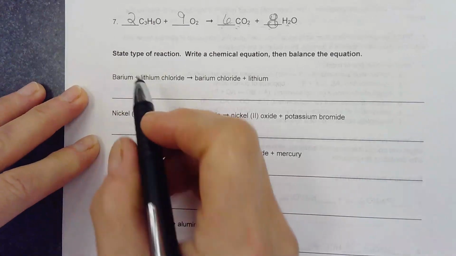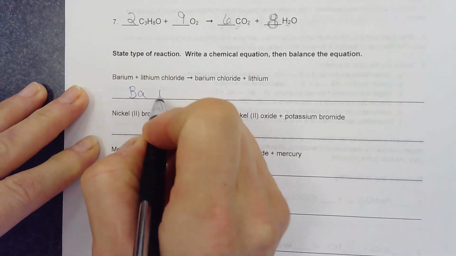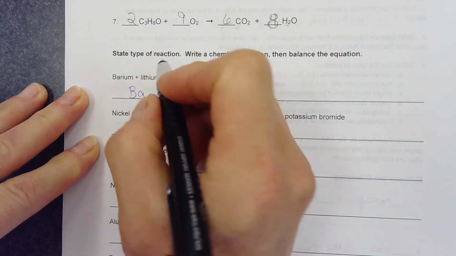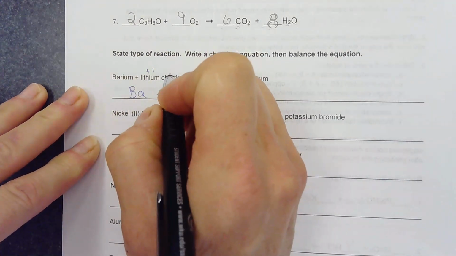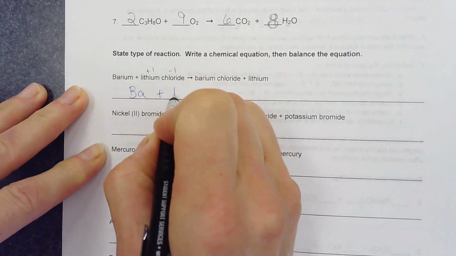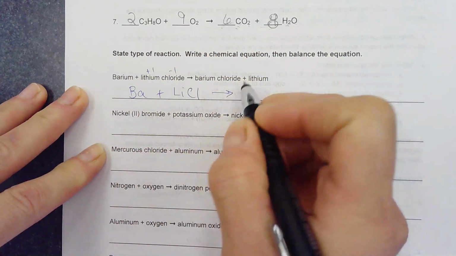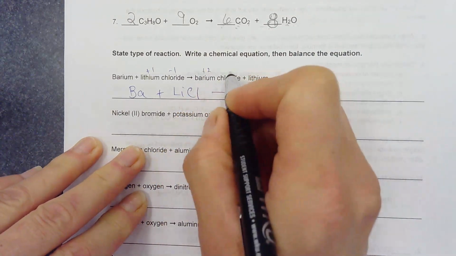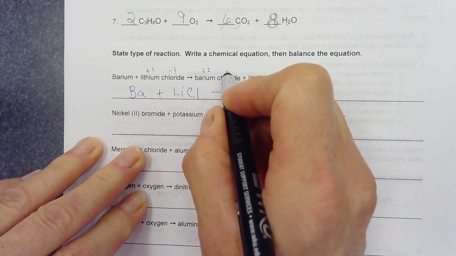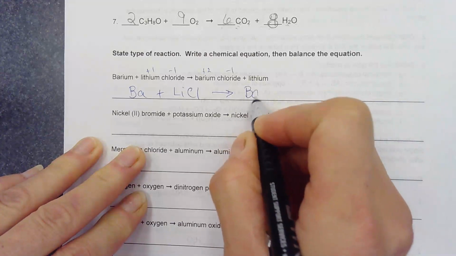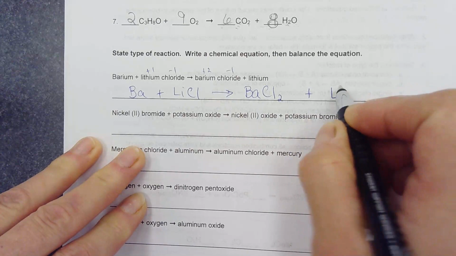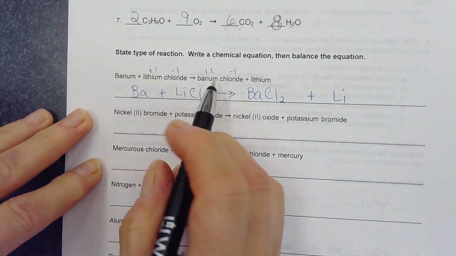Barium is an element. You simply write Ba plus. Now what's lithium's charge? +1. What's chloride's charge? -1. So that formula is LiCl yields barium's charge. What is it? +2. Chloride's charge? -1. So that formula is BaCl2 plus Li.